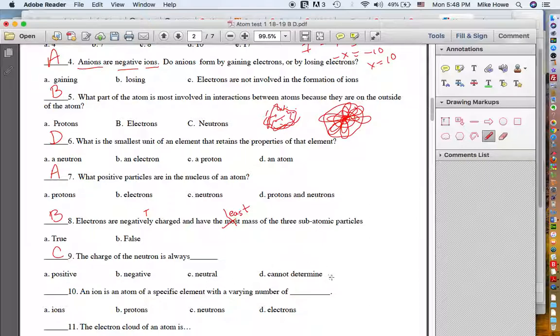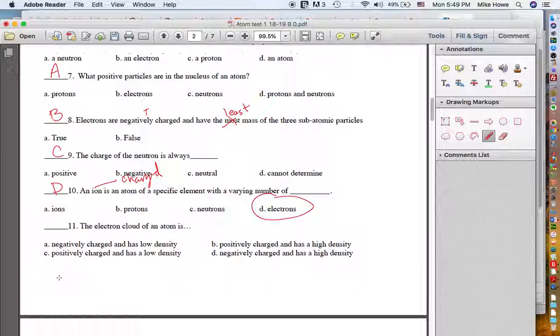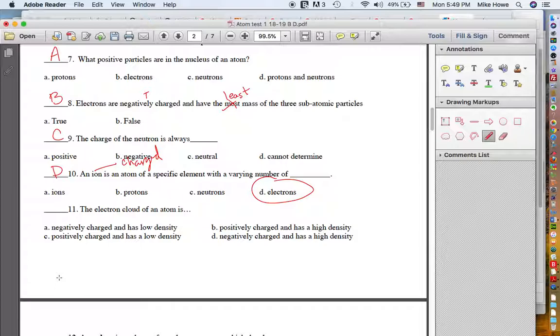Okay, now what causes a charge? Remember ions? Ions are charged. So what causes a charge? Are you going to lose or gain? You lose or gain what? You lose or gain electrons. That's what causes our charge. Protons always stay the same.